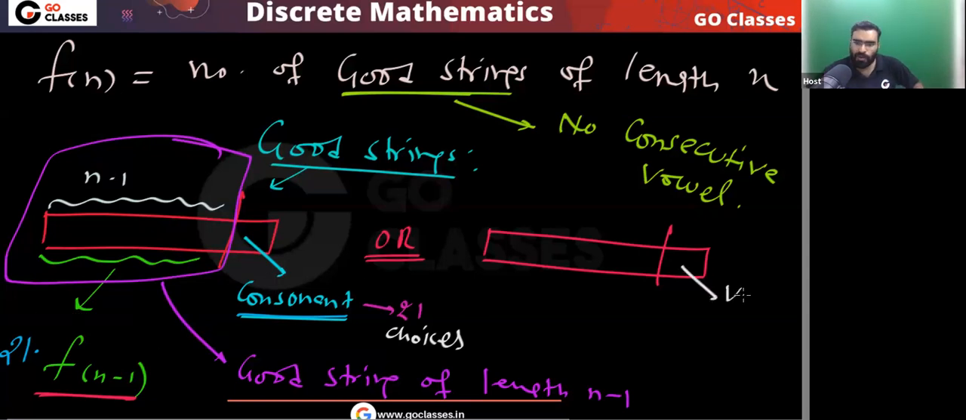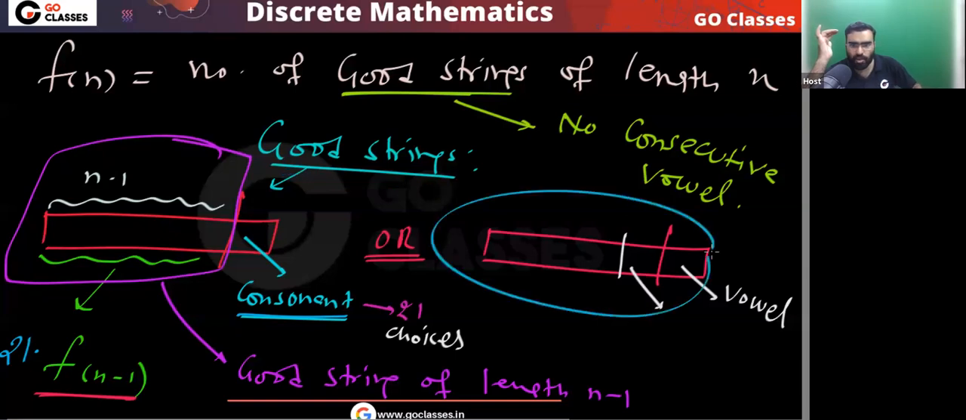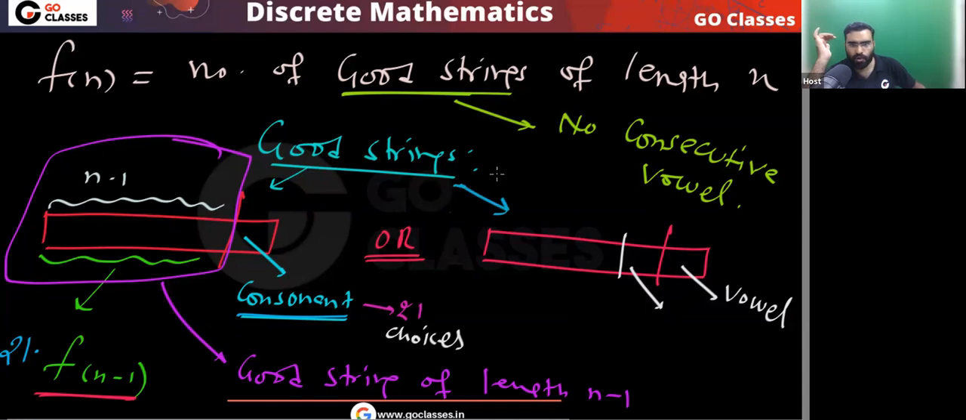Now, here you have vowel. If I have vowel here, can it create a problem? I am simply asking, if I have vowel here, can it create a problem? Yes, it can create a problem, right? So tell me, if you have a vowel in the last position, what should be in the second last position? Remember, you just focus on the good string. You are making a good string.